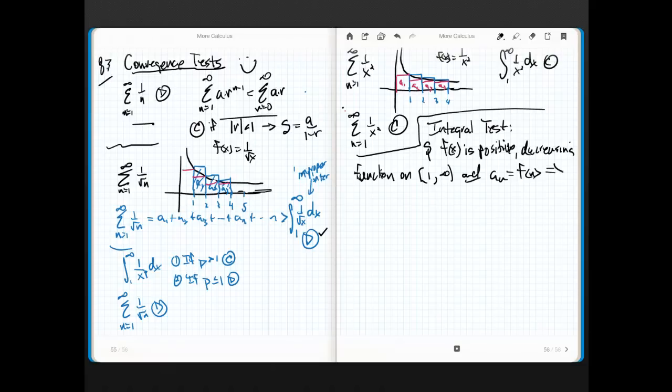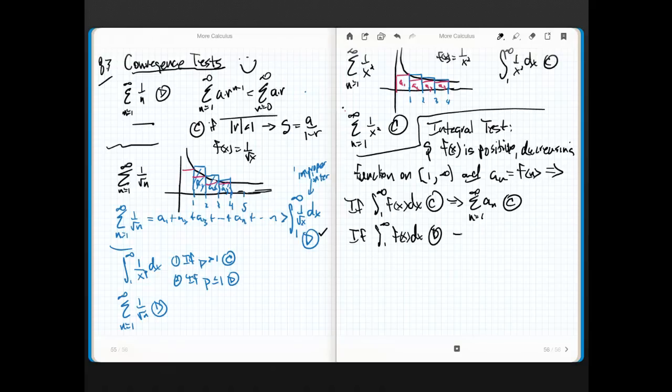If this is how I started off, then this implies that if the integral from 1 to infinity of f of x dx converges, then the sum, as n goes from 1 to infinity, of a sub n converges. If the integral from 1 to infinity of f of x dx diverges, then the sum, as n goes from 1 to infinity, of a sub n diverges. Now, that may seem really, really contrived to you. I got to have this function that's positive, that's decreasing on this interval. You would be correct. That is very contrived.